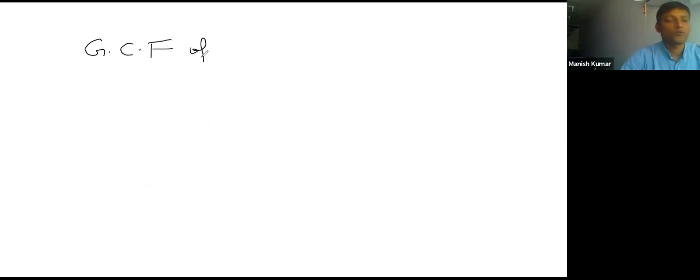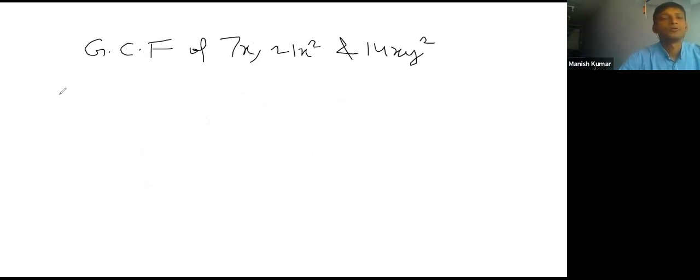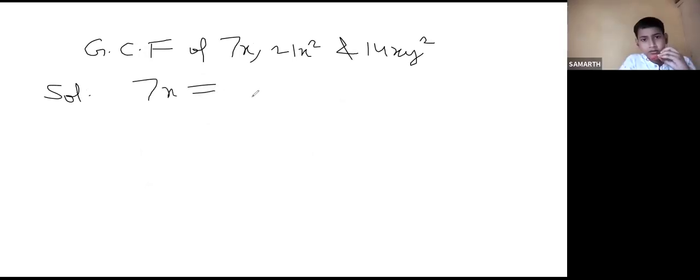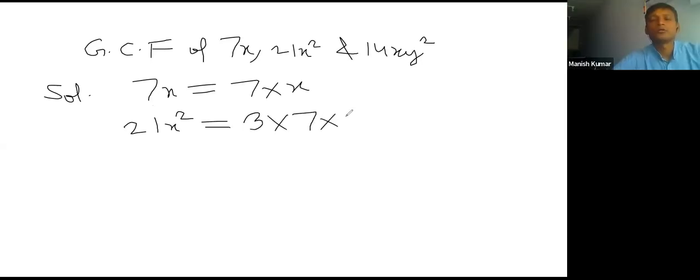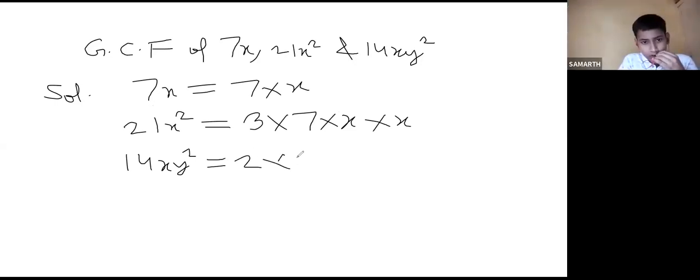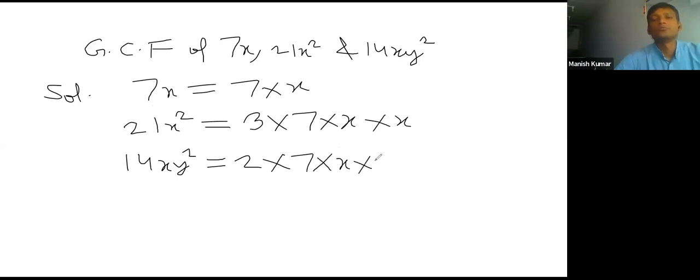Find the GCF of 7x, 21x square and 14x y square. Now tell me how to do it. Sir, 7x is equal to 7 into x. Okay. 21x square is equal to 7 into 3. Okay, 7 into 3 or 3 into 7? x into x. Good. Then 14x y square. Sir, 2 into 7 into x into y and y. Okay. Now?